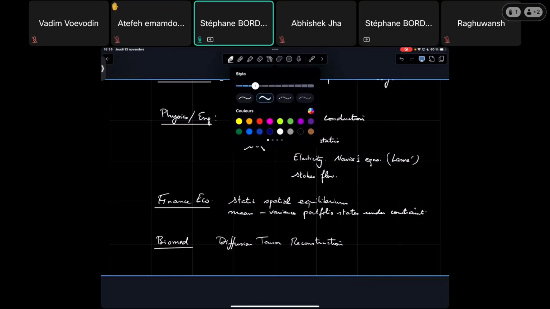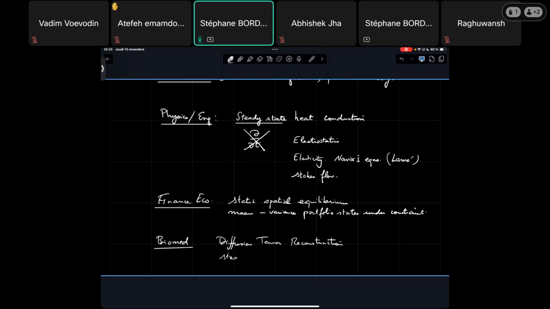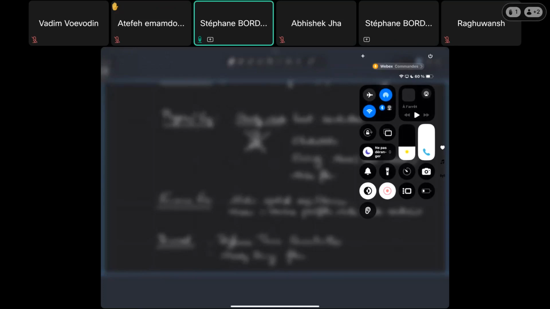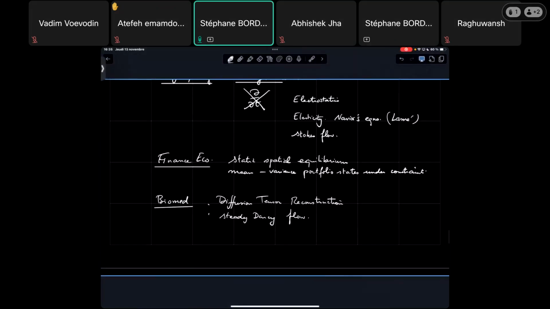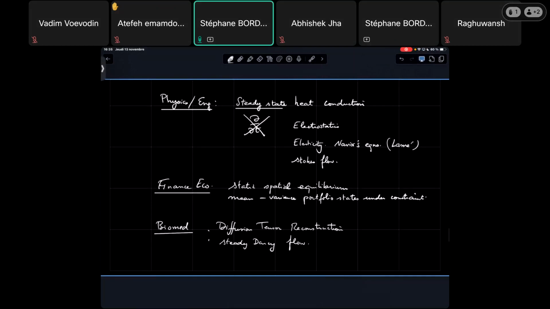You also have the steady Darcy flow. So Darcy flow is just a porous medium flow. And you have lots of other examples. So anything that really has diffusion but doesn't have time dependence is going to be elliptic. So huge amounts of applications.